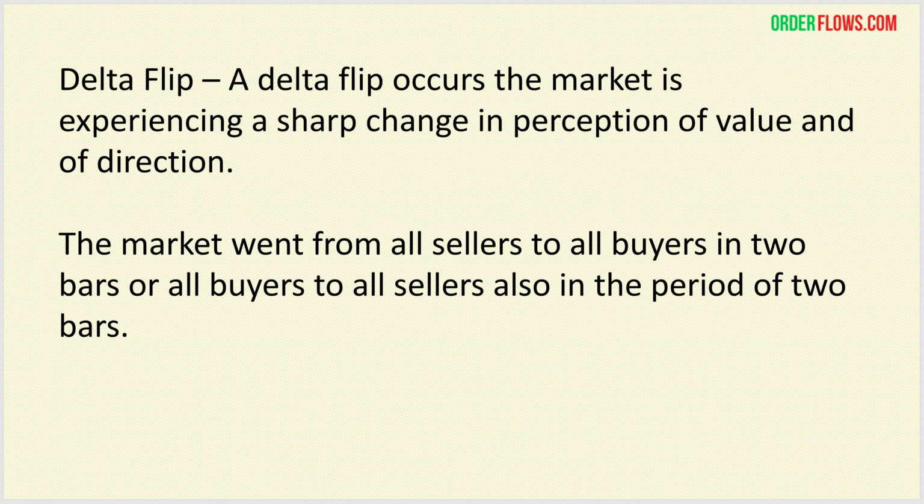A delta flip occurs when the market is experiencing a sharp change in perception of value and of direction. Basically the market goes from all sellers to all buyers in 2 bars, or all buyers to all sellers also in a period of 2 bars. But I'm going to explain a little bit later how to look at it over 3 bars.